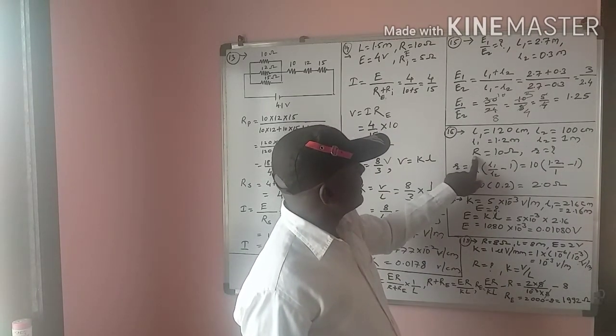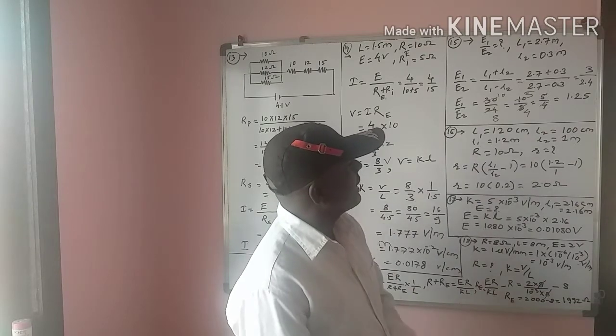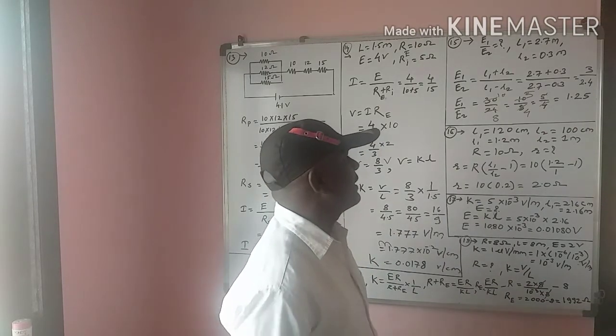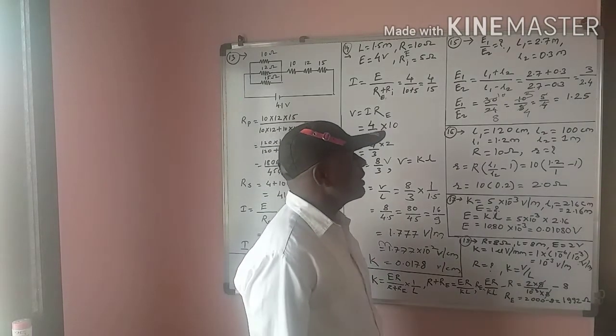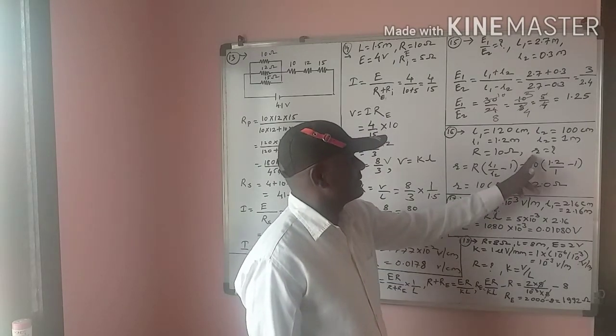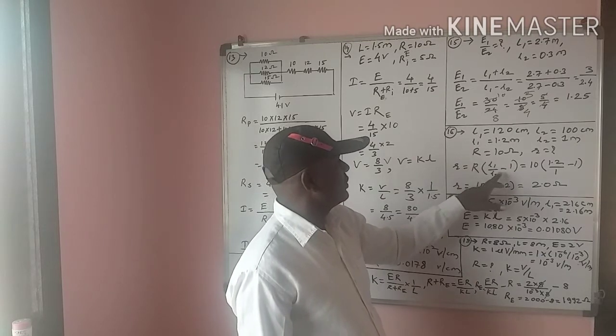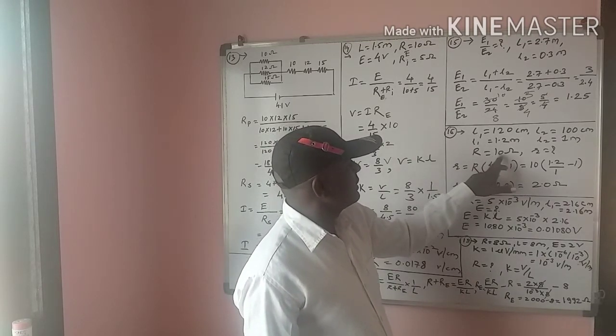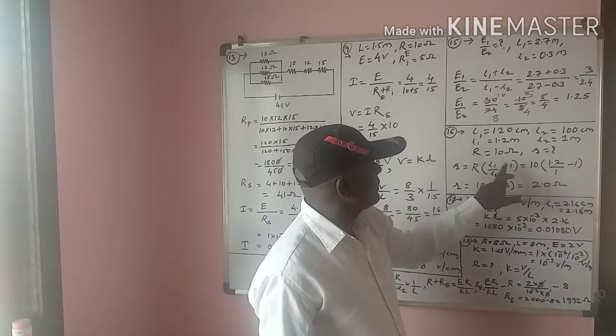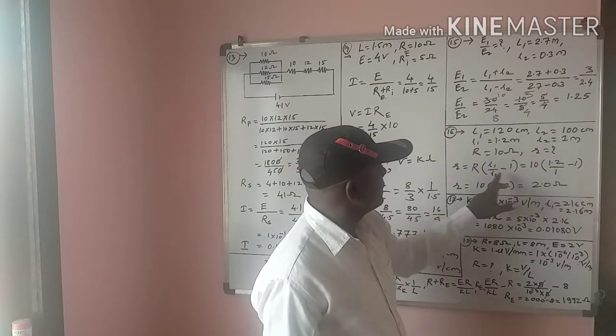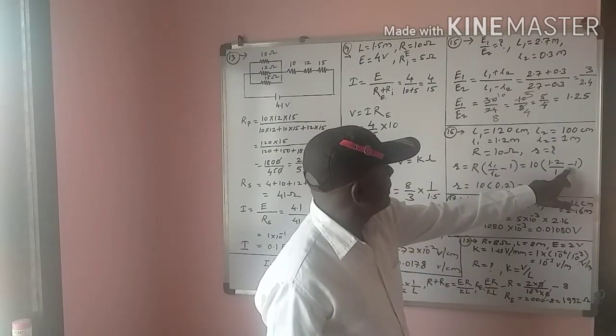Here R is given, that is R is equal to 10 ohm, and small r is equal to how much? That small r is what we have to find out, that is the internal resistance. That internal resistance has a formula, r is equal to R into (L1 upon L2 minus 1). Here R is 10 ohm, L1 is 1.2, L2 is 1 and minus 1.